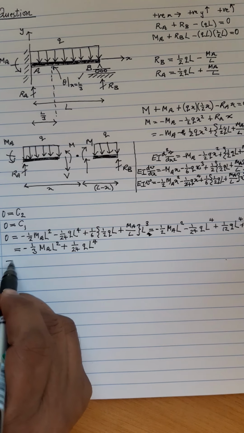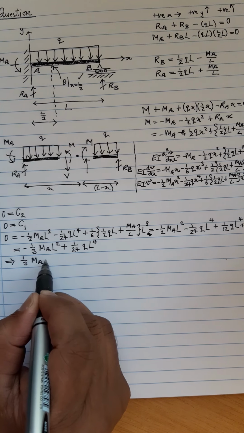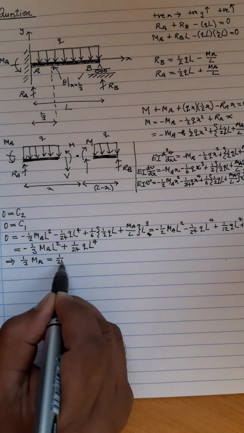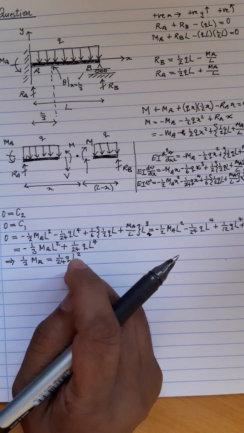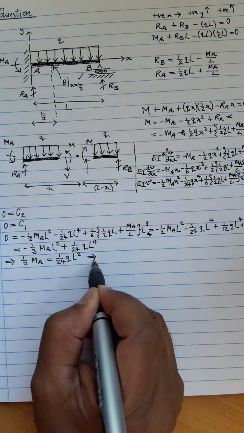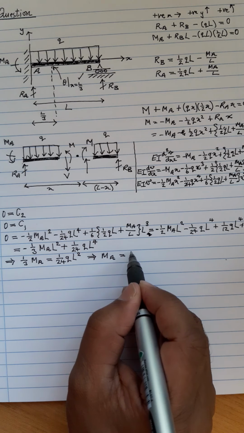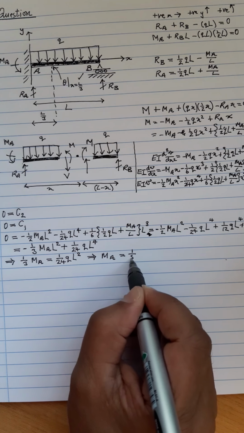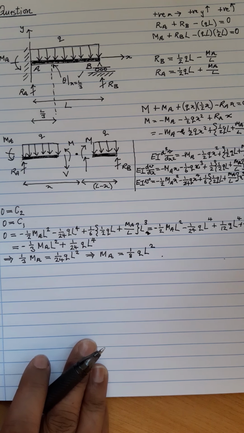And then just rearranging it, 1/3 MA is equal to 1/24 QL squared. And then just solving for MA, MA is equal to 3/24, which is 1/8 QL squared. And there we go. So that is the reaction moment in terms of the load and the length.